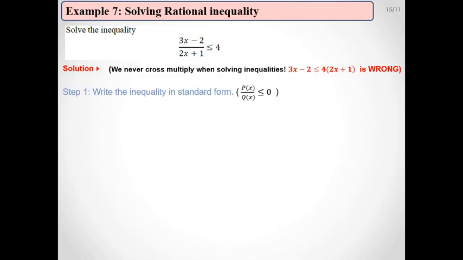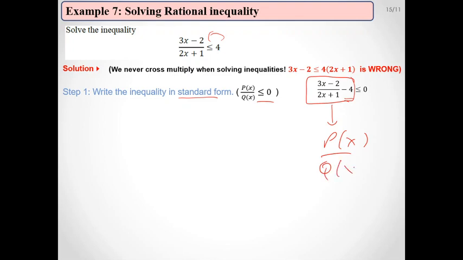First we have to write it in standard form. It means this. So the first thing you have to do is send 4 to the other side. This writing is not good because we want it to be like px over qx. So you have to write it as a fraction.